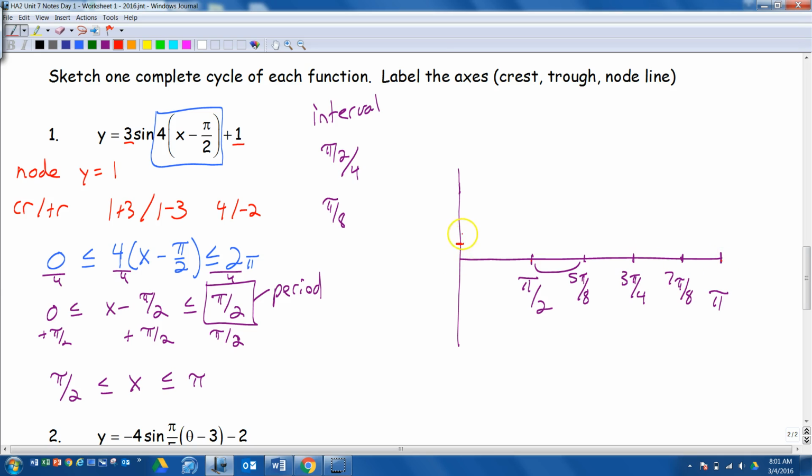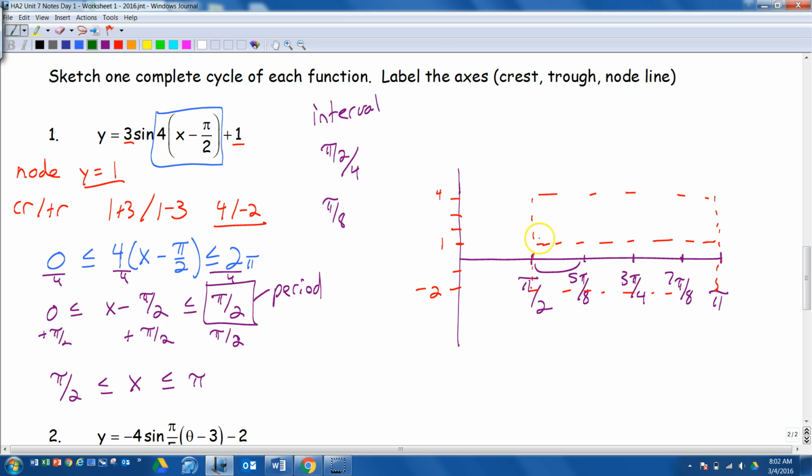The node is at 1. So my node is at 1, my top of the graph is at 4, and the bottom of the graph is at -2 based on these numbers over here. I'm going to box the area I want to graph. I know I'm going through all these numbers. That's okay. And then I'm going to graph it.